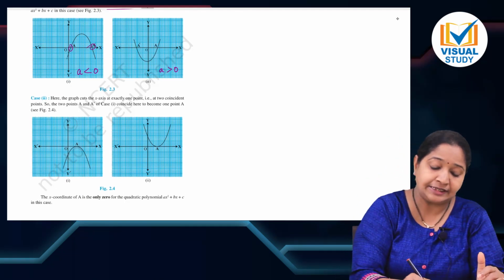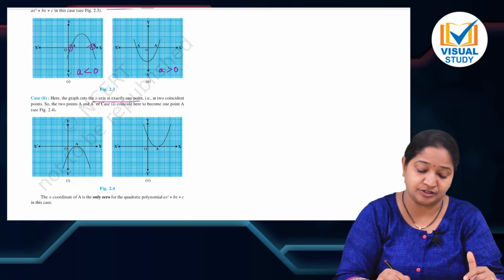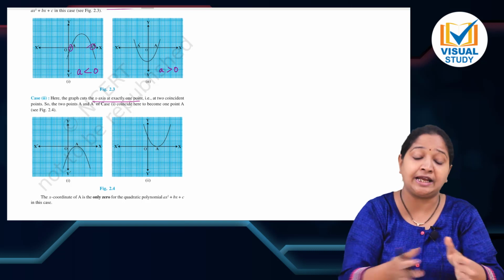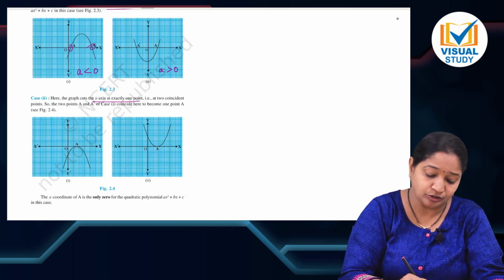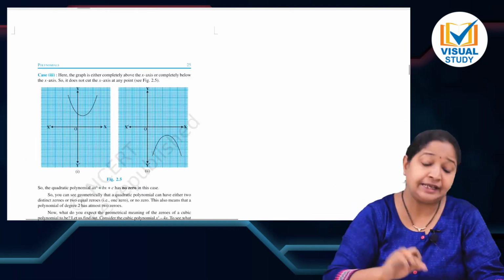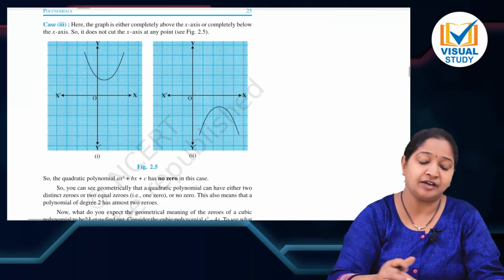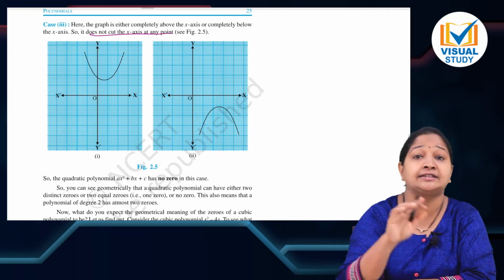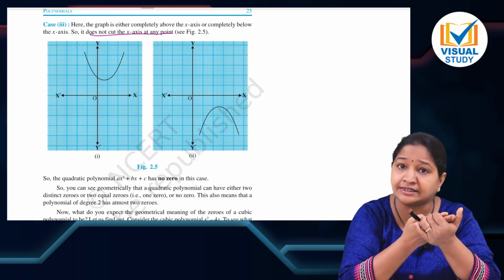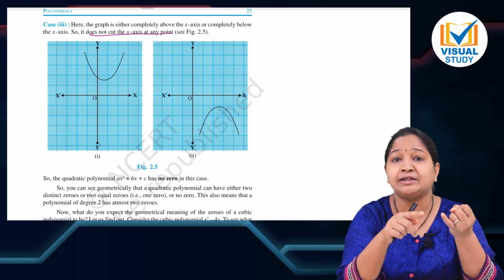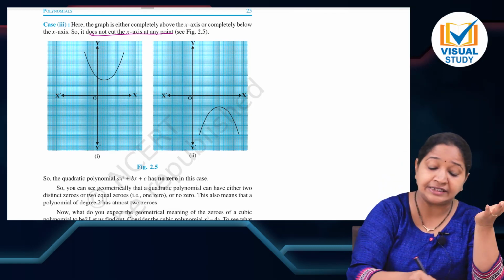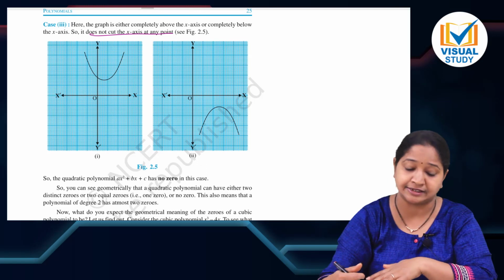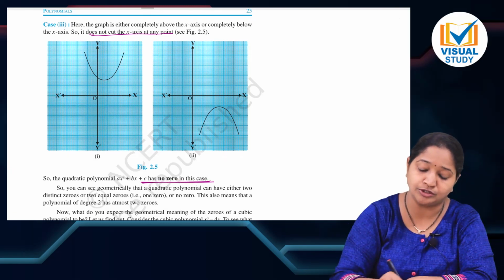What is case 2? The graph cuts the x-axis at exactly one point, at two coincident points. So A and A dash are the same point. Here also, as it is downward, a is less than 0, and here a is greater than 0. So A is the only zero. Case 3: the graph is either completely above the x-axis or below the x-axis, so it does not cut the x-axis. That means you don't have any zeros. When it cuts the x-axis at 1 point or 2 points, that means it has that many zeros. But as it is above or below the x-axis, it doesn't have any zeros.